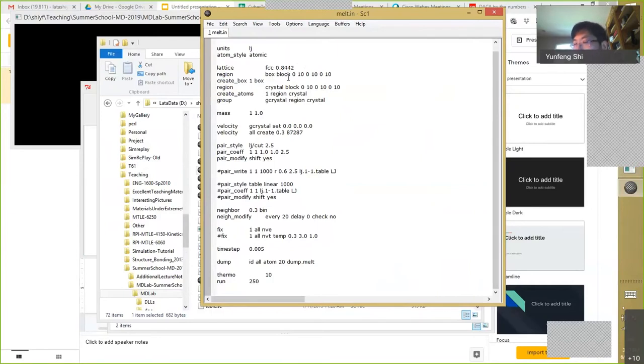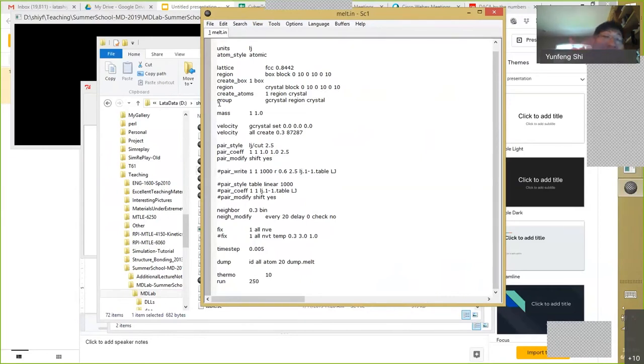And it defines a rectangular region, 0 to 10, 0 to 10, 0 to 10. That is in lattice units, so I have 1,000 unit cells altogether. FCC has 4 atoms per unit cell, so I get a 4,000 atom system, right? And then you create a box. You have one species in the box, and then you create atoms according to this crystal, the same dimension. And I put all the atoms into a group, doesn't really matter. But this is how you define regions and how you do groups.